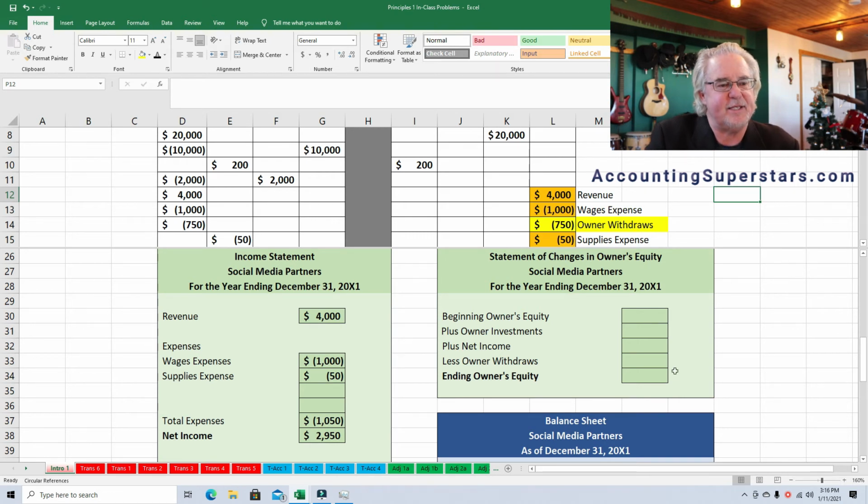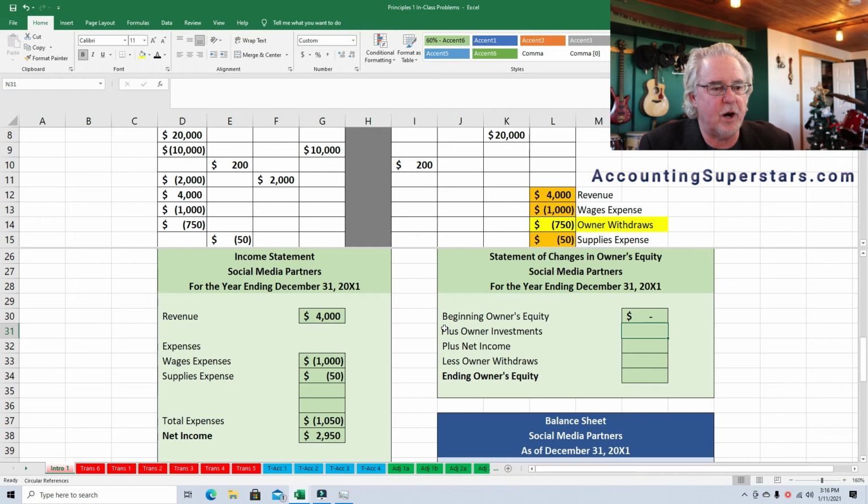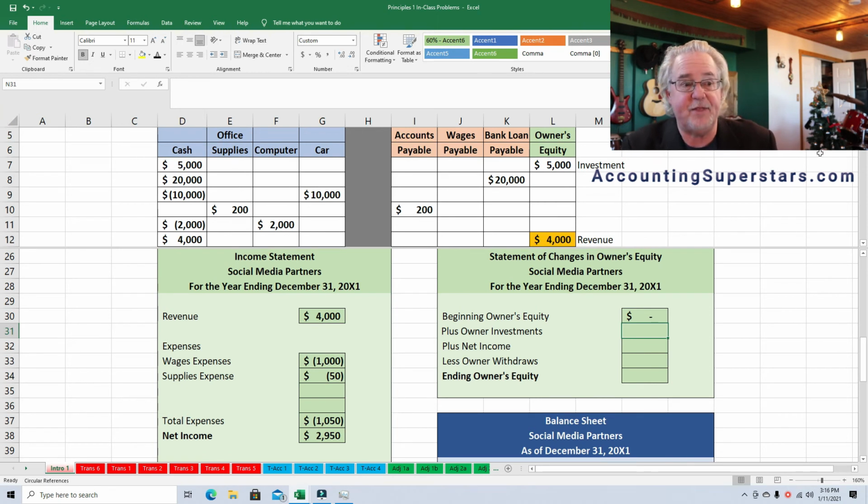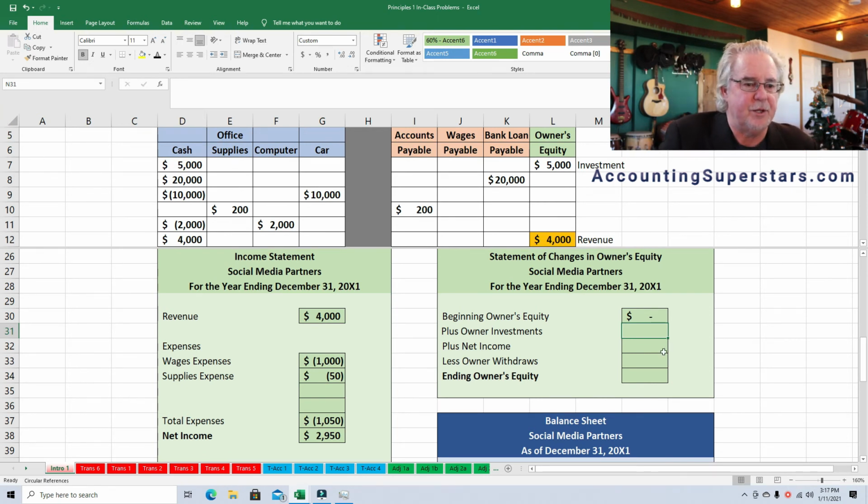So let's go over here to the next statement, the statement of changes in owner's equity. Now, this business was just started, just today, just now. And so the beginning owner's equity is zero. Now, the next thing here are the owner investments, and we have to look on our chart here to see if the owner made any investments. And sure enough, that was the very first thing that happened. The owner made a $5,000 investment.